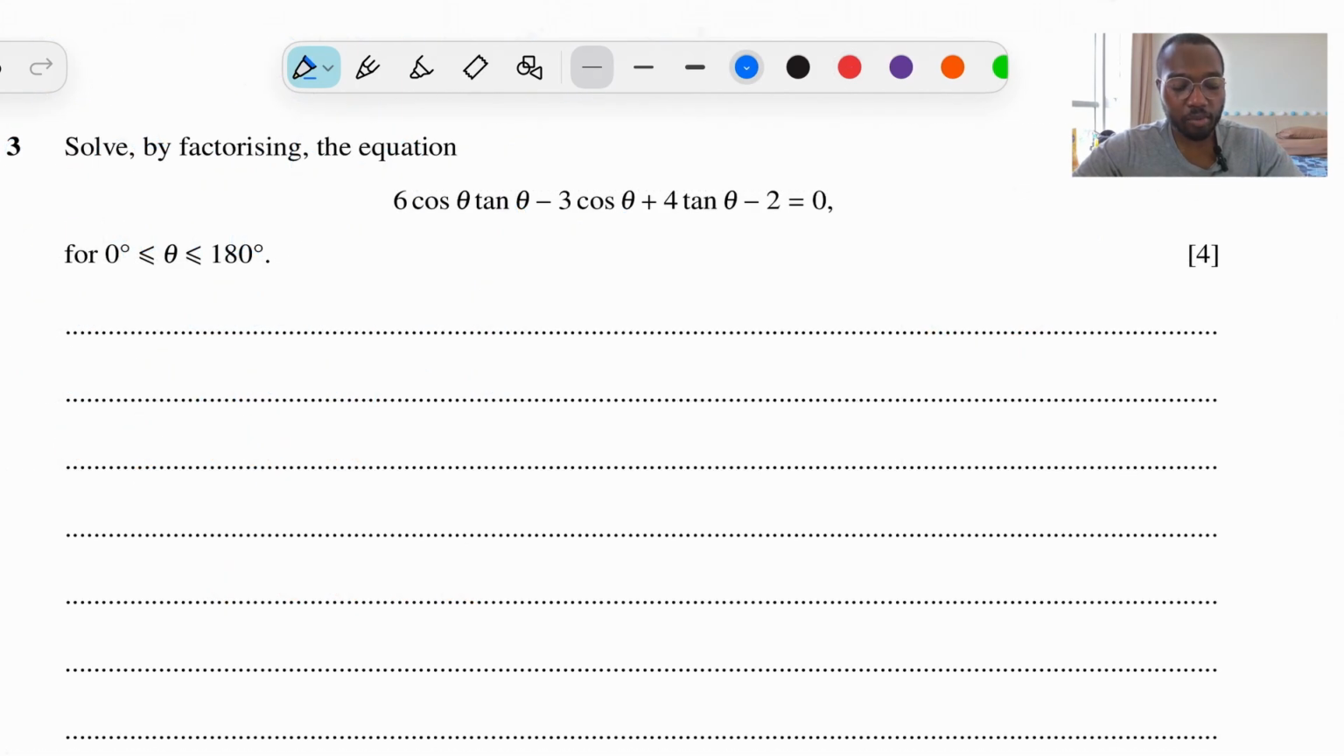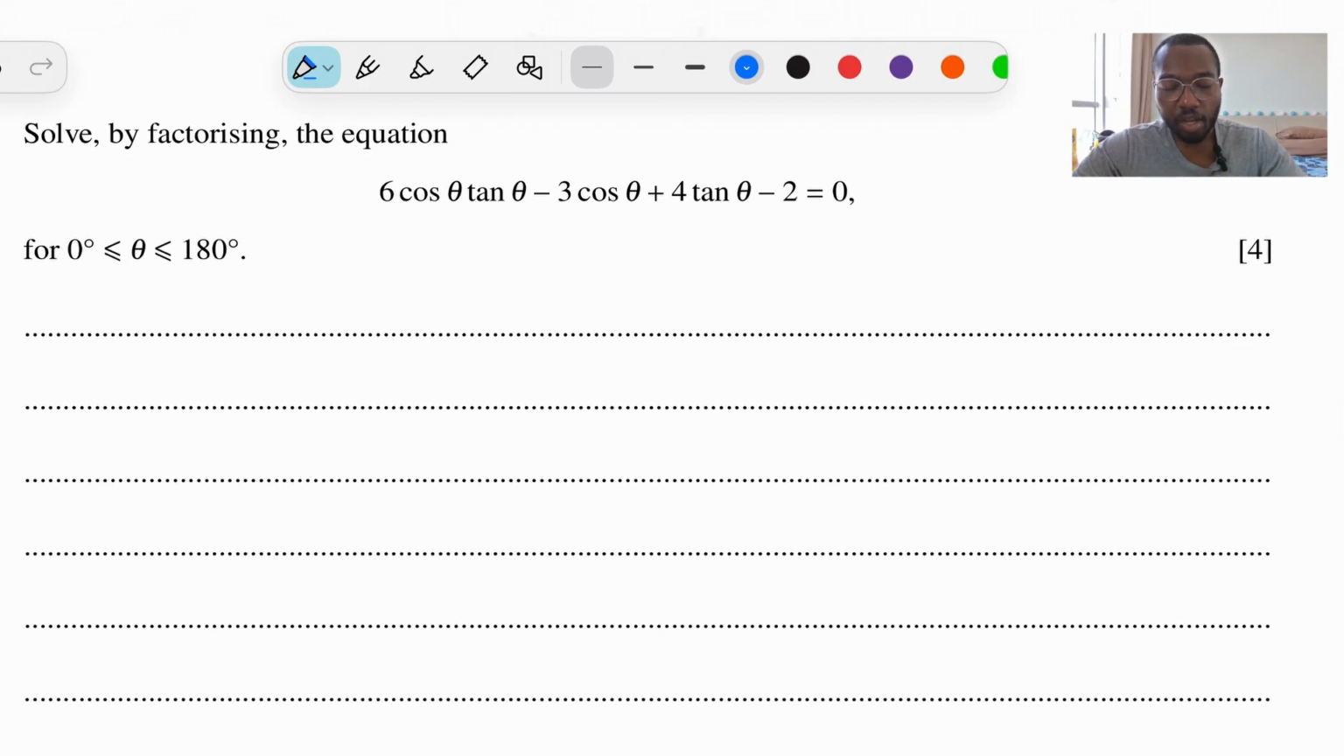So for question 3, we have 6 cos theta tan theta minus 3 cos theta plus 4 tan theta minus 2 is equal to 0. We need to find out what theta is between 0 and 180. Now this is a bit more challenging, as we have to solve by factorizing. But the factorizing isn't as simple as maybe we would like. So what I would do in this type of question is, there's a way to factorize this which, if you know it, can help you out a lot with these type of questions. And you may have seen it before, just not in this form.